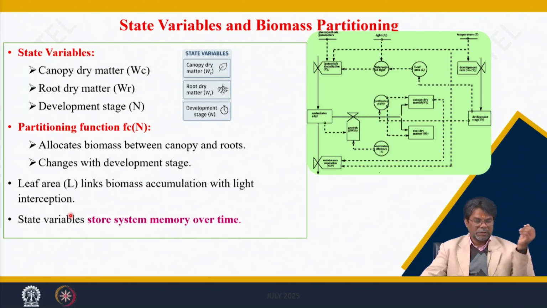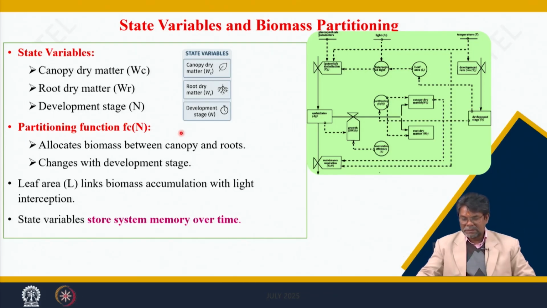Leaf area links biomass accumulation with light interception, as I discussed earlier. Light interception depends upon the leaf area. So these are the interrelations between the variables, how the state variables and rate variables are influenced by other parameters. This is clearly explained in this flow chart.